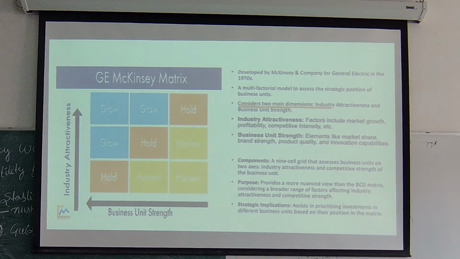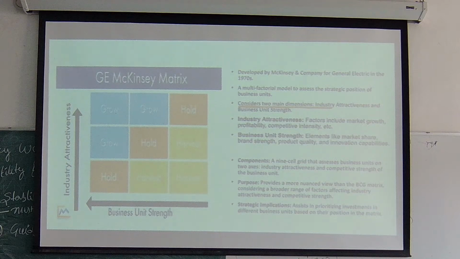Now we will talk about GE McKinsey matrix. This talks about industry attractiveness and business unit strength. Higher the industry attractiveness, वो हो सकती है चाहे profitability हो या market growth हो या competitive intensity हो कि कितना competition है and how you are beating your competition. And business unit strength means based on your market share, your brand strength and your innovation capabilities. Higher our industry attractiveness and higher business unit strength, you want to grow. That means you would like to invest more into that stream, right?